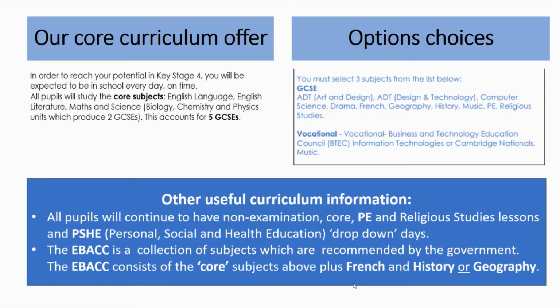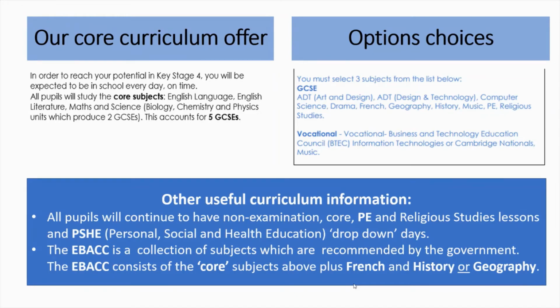And then comes the options process. So that's what we must choose. The core curriculum is what we must study. The option choices are to the right. There's a range of option subjects that the children can choose from. There are GCSE options and more vocational BTEC options. Every child in Key Stage 4 will continue to have core PE, religious studies and PSHE.